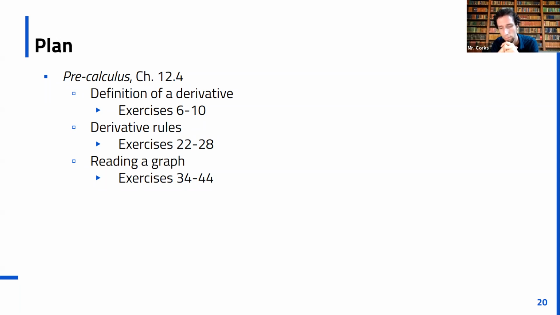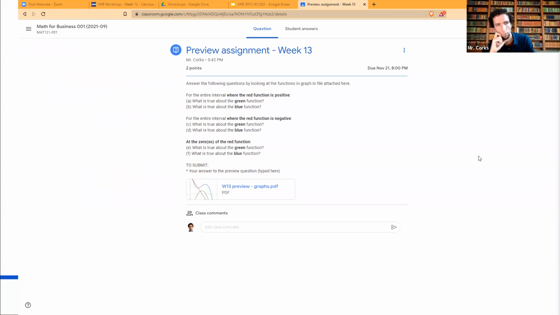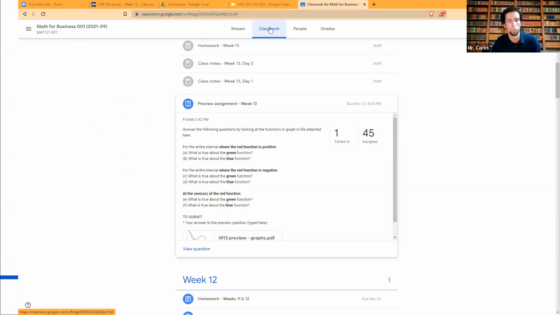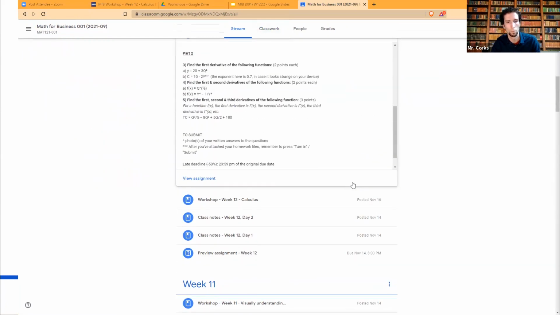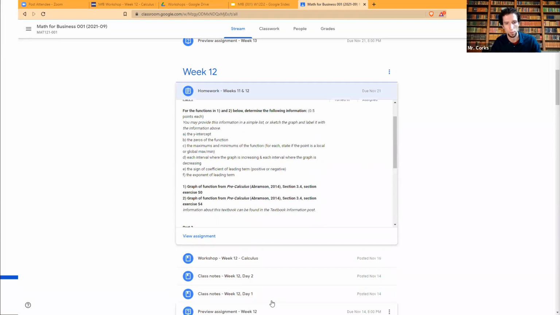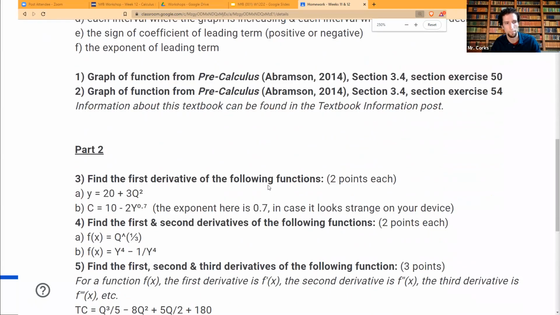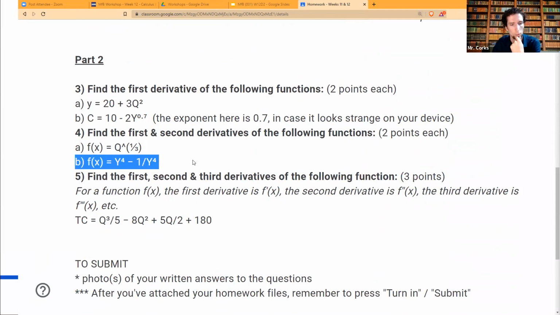Excuse me, Professor, I have a question about homework. Okay. Could you, thank you. In part two, question 4B, a little bit confused about the question. Okay. Yep, 4B. Yeah, it is y to the exponent 4 minus 1 divided by y. And is it only in the second part, is it only y to the exponent of 4, or 1 over y overall to the exponent of 4?